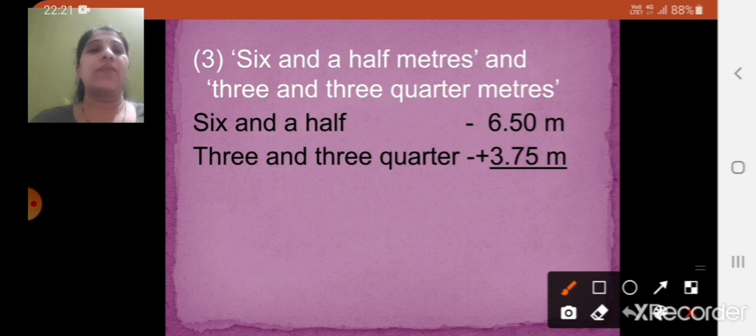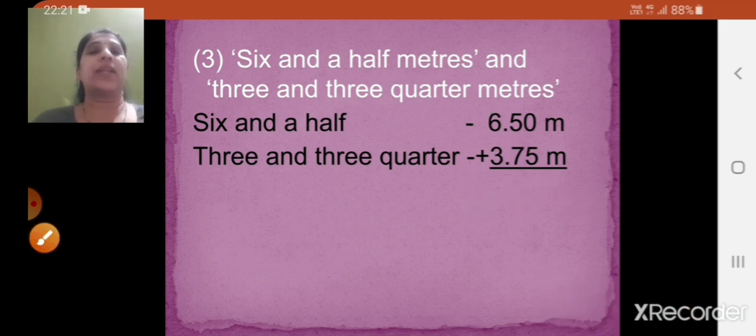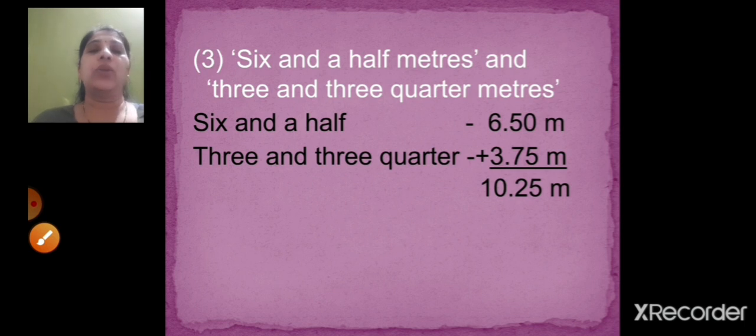0 plus 5 is 5. 5 plus 7 is 12. So 2 written down, 1 carried over. 1 plus 6 is 7 and 7 plus 3 is 10. So 2 decimal places there. So we'll put 2 decimal places and we will write it as 10.25 meter. So you will write the answer as 10.25 meter.